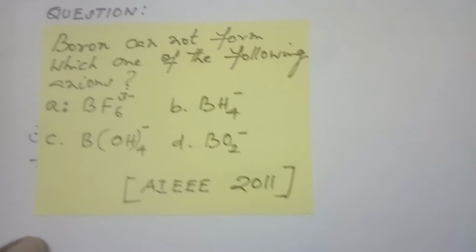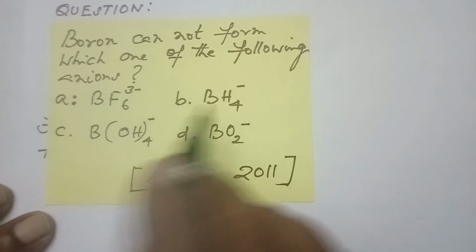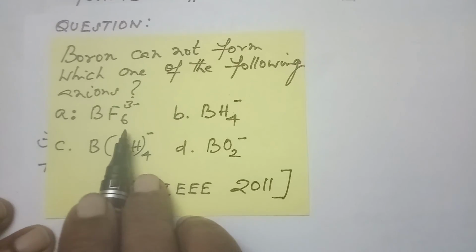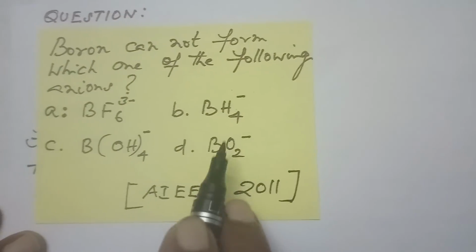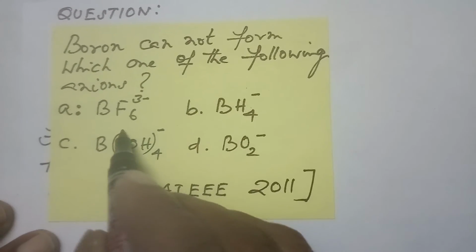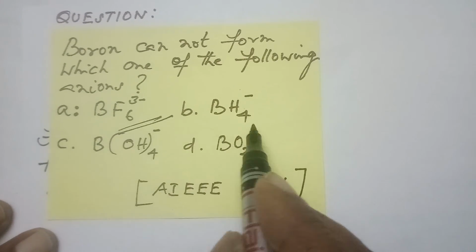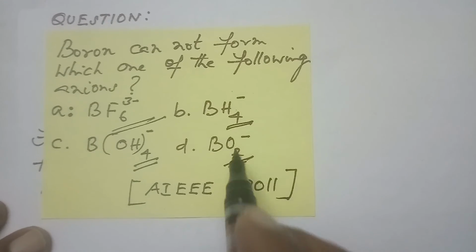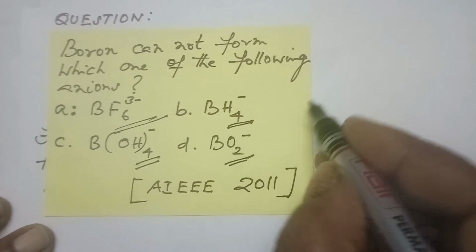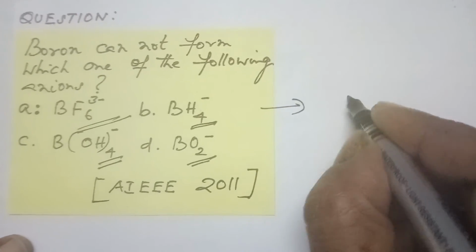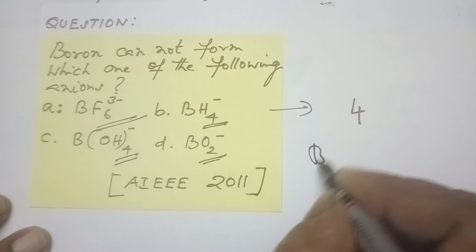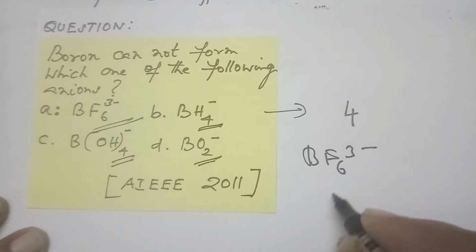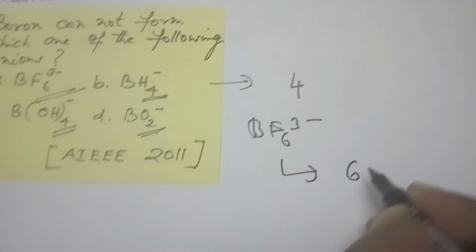The question is, boron cannot form which one of the following anions? Here you can verify boron with fluorine, hydrogen, and so on. In the first case the coordination number is 6, and in the remaining cases it is 4. Here also 4, here 2 into 2, 4. In all the cases the covalency is only 4, whereas in the first complex the covalency of boron is given as 6.